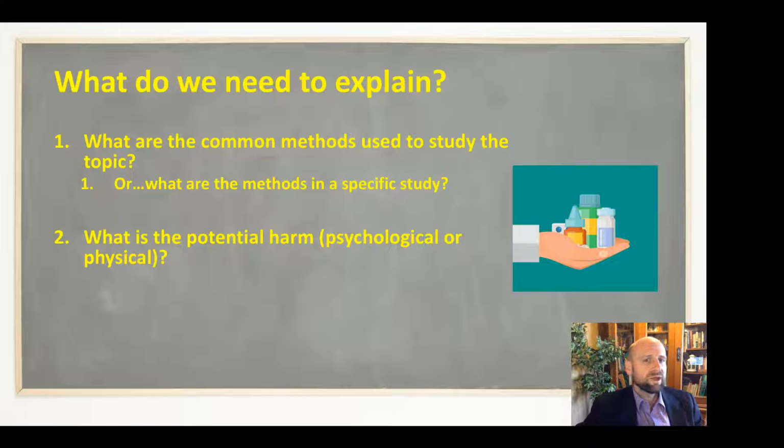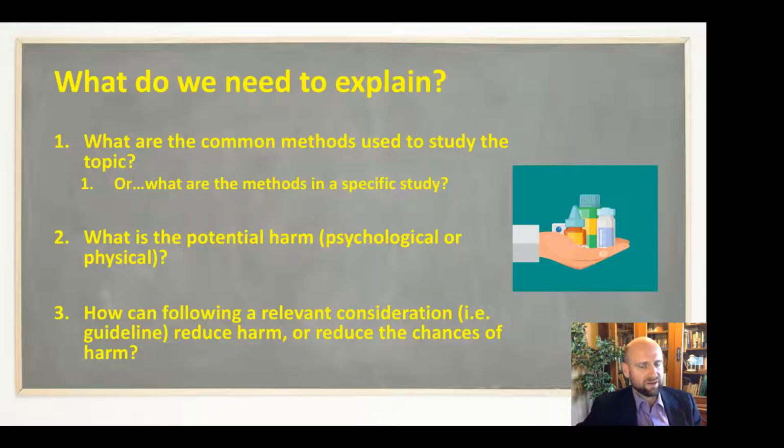Second thing, by looking at those methods, you have to identify what's the potential for harm: psychological harm, physical harm, the stress. What could be the negative outcome for the participants? Because ethics is always about reducing that negative outcome. So the consideration is, by following one of those guidelines, how could we reduce the harm, or at least reduce the chances of harm for our participants? That's what we need to understand in order to explain the ethical consideration.